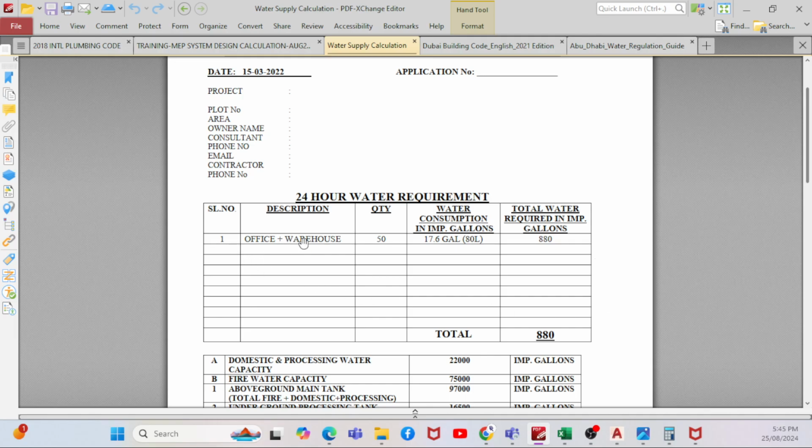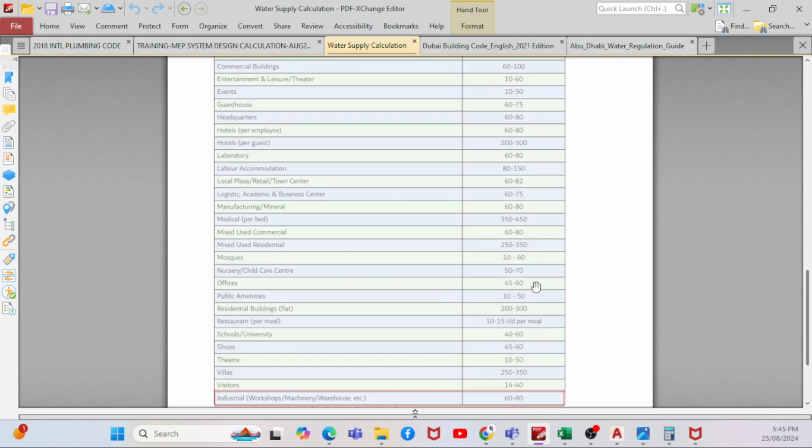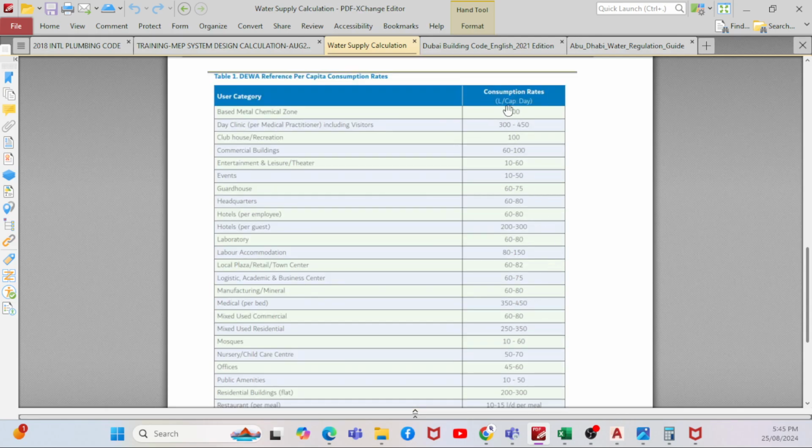You enter the category. If you are working on an office, you choose one of the categories from here. If your category does not appear in this area, you choose the nearest one. For example, for labor accommodation, we choose this particular one. Also guardhouse, commercial buildings. You choose one category from here, and this is per person, per capita, liters per person per day. This is for day consumption. If you have 100 people in a metal chemical zone area, 100 multiplied by 100 people gives 10,000 liters of demand per day.